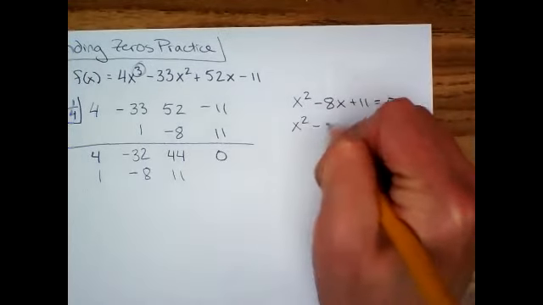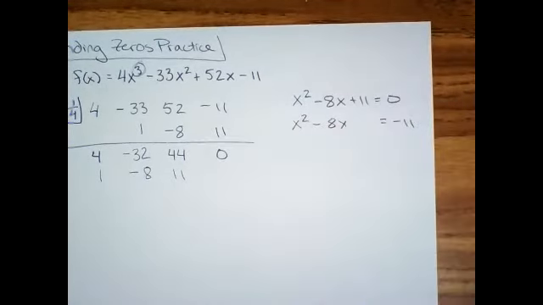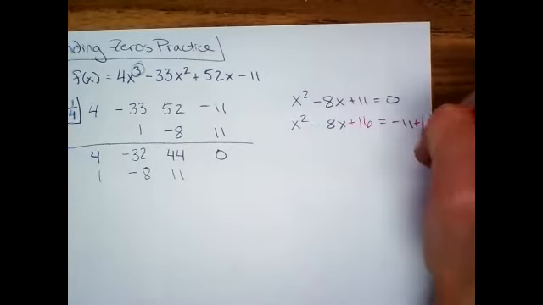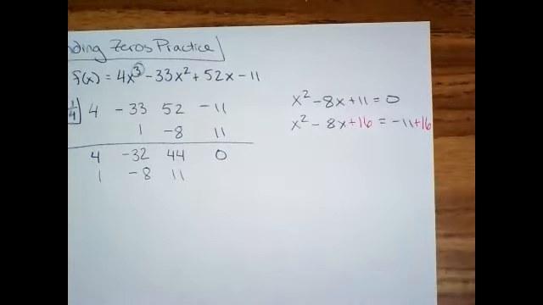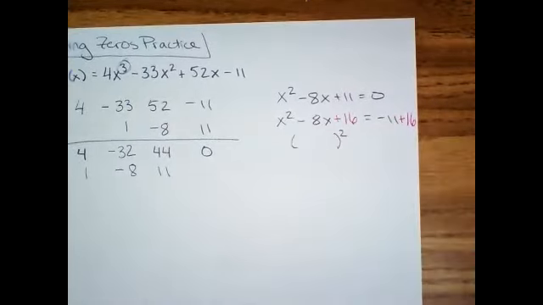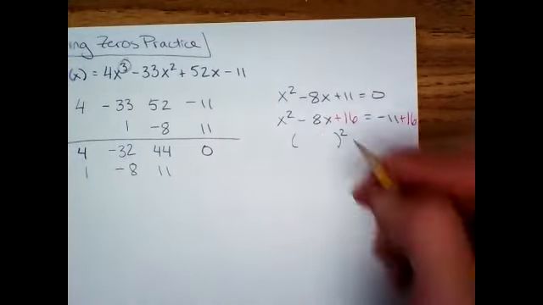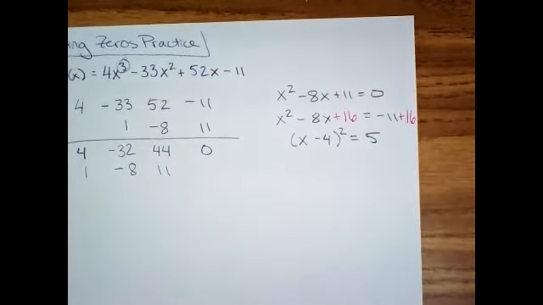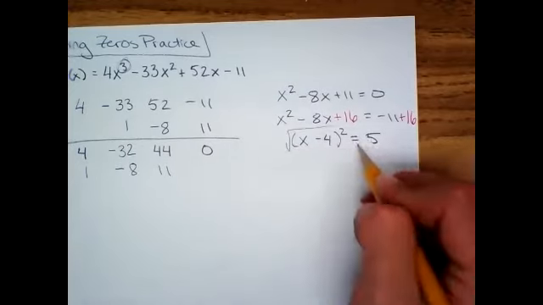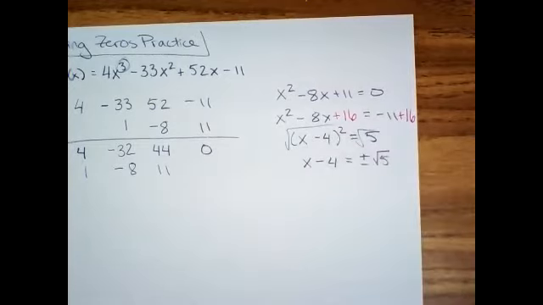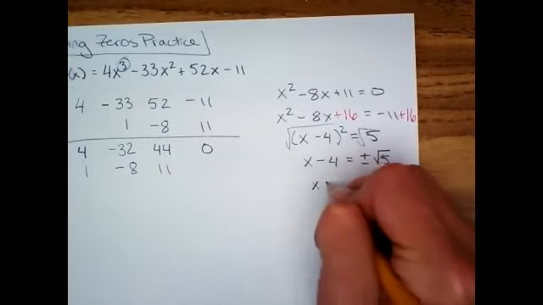So first step is subtract the 11. And then what would you add to both sides to complete the square? 16, perfect. So this will be something squared. What's the something? X minus 4. And then on this side, 5. Square root, you will get plus and minus square root of 5. And then last step, add 4.